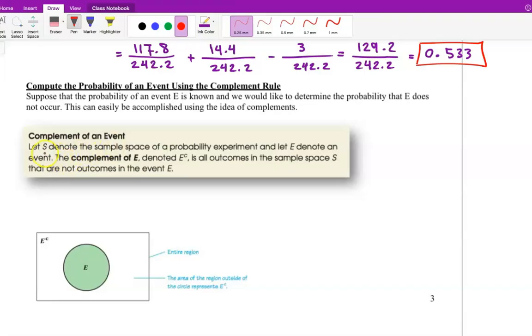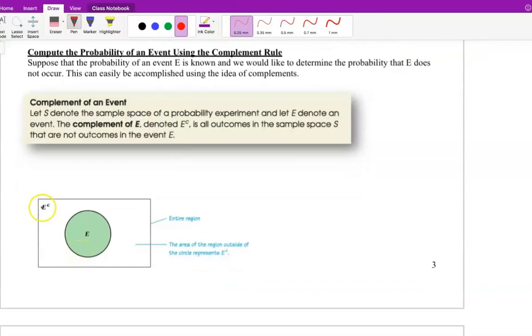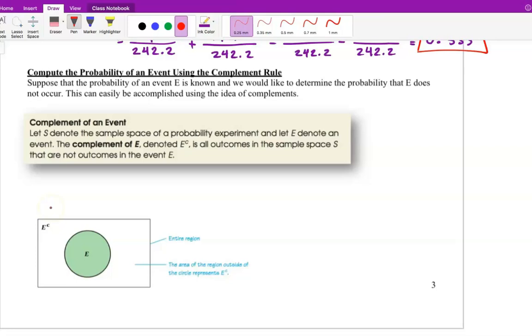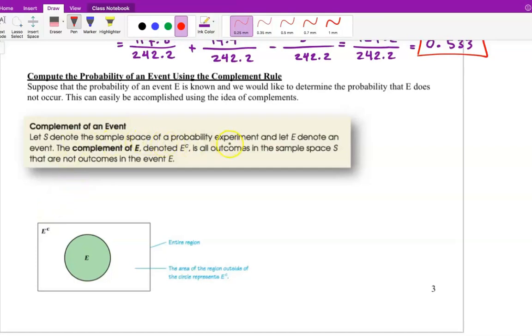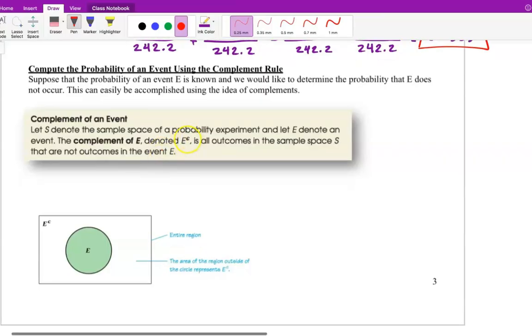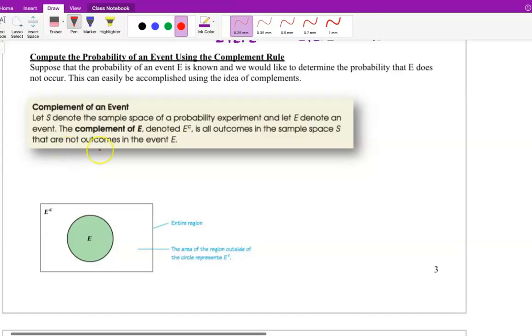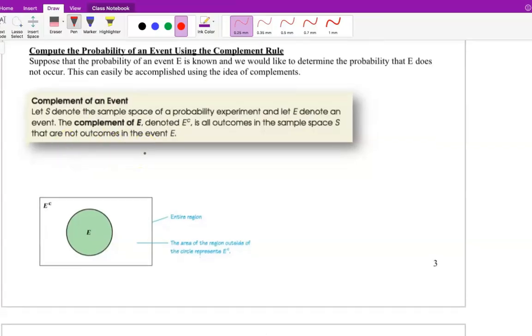So complement of an event, let S, so S is again our sample space. So here this rectangle is our sample space. It's exactly the same as having universal set. And let A be our event. Complement of A is shown with C on top. So this C is complement. The complement of this event is all outcomes in the sample space S that are not outcomes in the event E. Well, let's have an example of what that is.